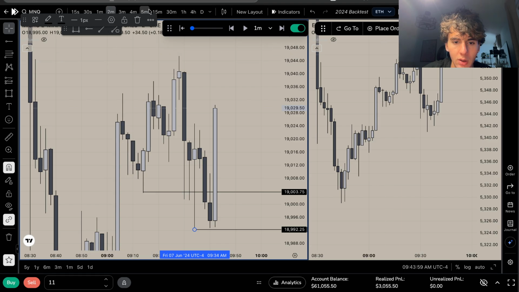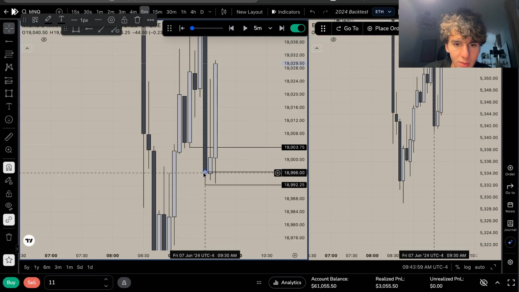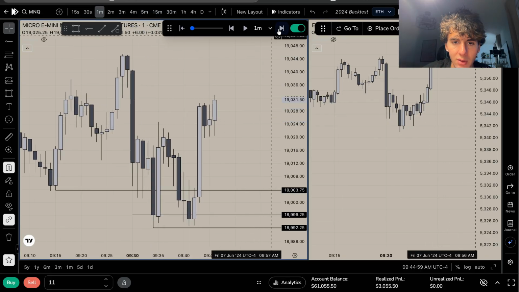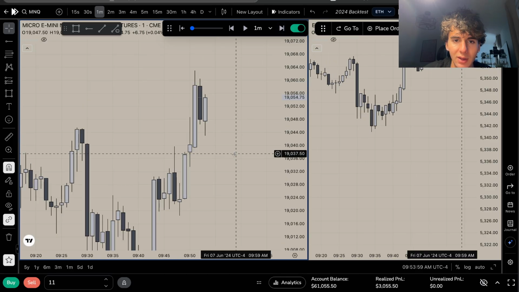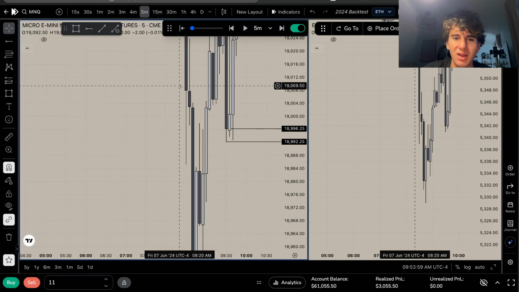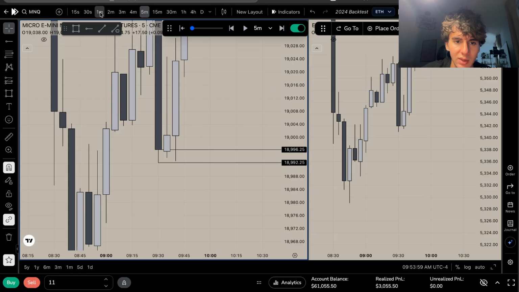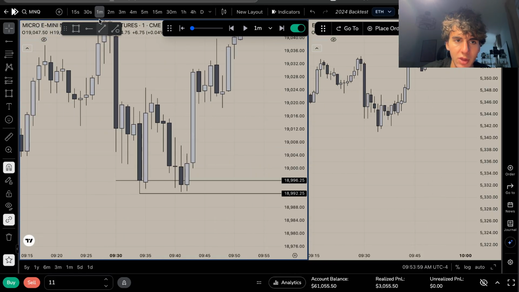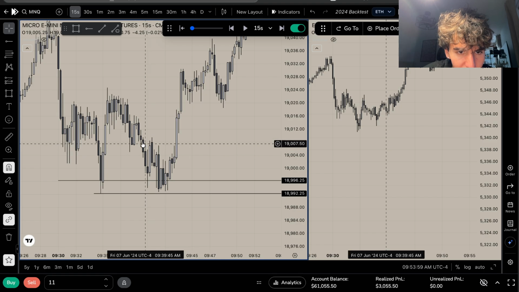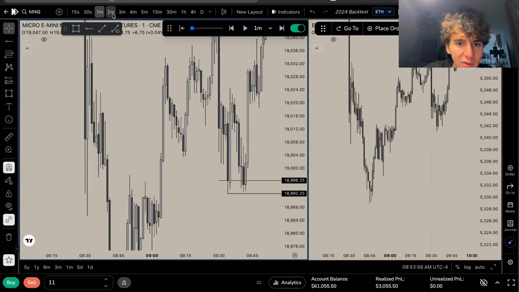Okay, well, we tapped the 5 minute rejection block here, and then now we're kind of just doing whatever. I'm not gonna take a trade off of that though. A rejection block is cool and all, but when it's a 5 minute rejection block that tapped into a 15 minute, I don't think that's a very high confluence thing to take your trade off of. We did get the tap of the rejection block here, and then there wasn't even a valid setup. There's no fair value gaps in this entire leg, unless you're taking it off of this, you're crazy. You're not taking that.